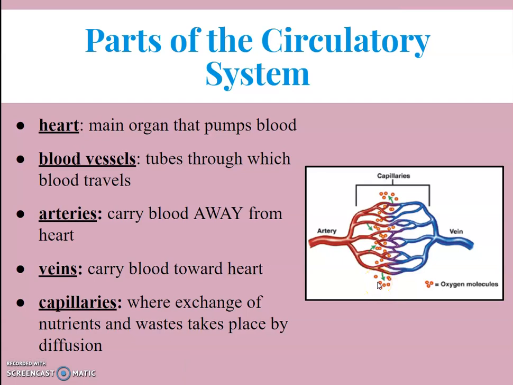This is where the exchange of nutrients and waste takes place at the cell level by diffusion. And so this is where it'll take up any of the waste and drop off any of the nutrients into the cells. And then they end up going back to the heart, which goes then to the lungs, into other areas to get rid of the waste.